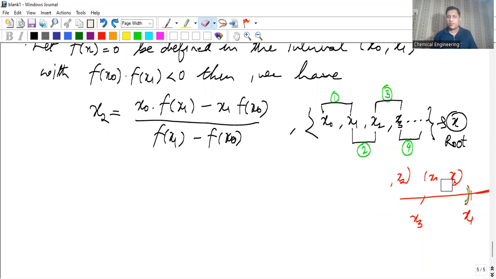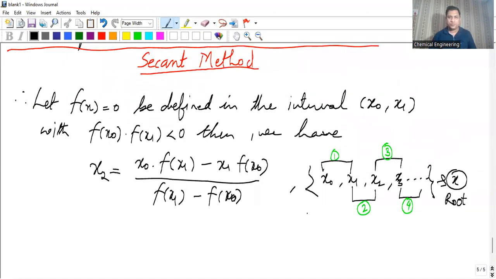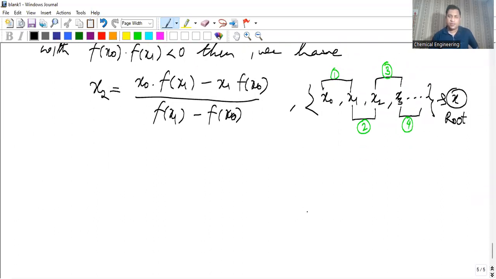Have you got the idea about the secant method? How it will work? Yes. What is meant by nested interval? Nested intervals, yes. So nested interval means what?